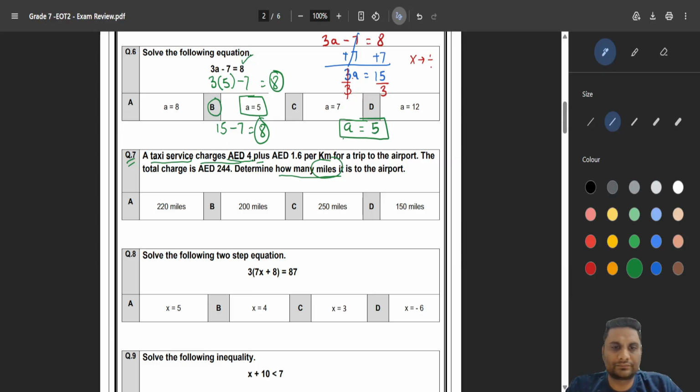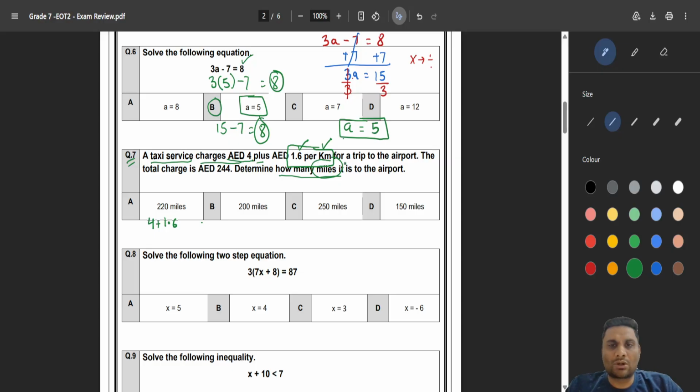AED for fixed charges plus 1.6 AED per kilometer. Read this carefully. 1.6 AED per kilometer. Yani this money is not fixed. It depends on kilometer. If I go for 1 kilometer, it will be 1.6. If I go for 10 kilometer, it will be 1.6 multiply 10. If I go for 5 kilometer, it will be 1.6 multiply 5.